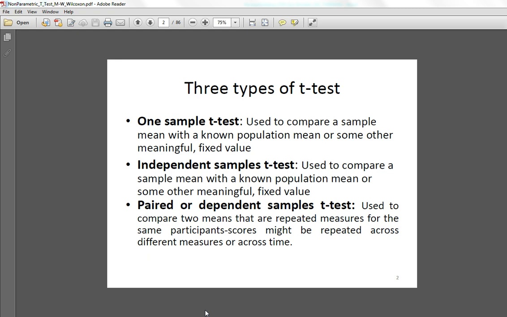Now, when you put it on SPSS, you don't put the name of your participants, you actually just put numbers, and that's why you need to have a code book. And that is an important thing to do when you do your paired or dependent samples t-test.